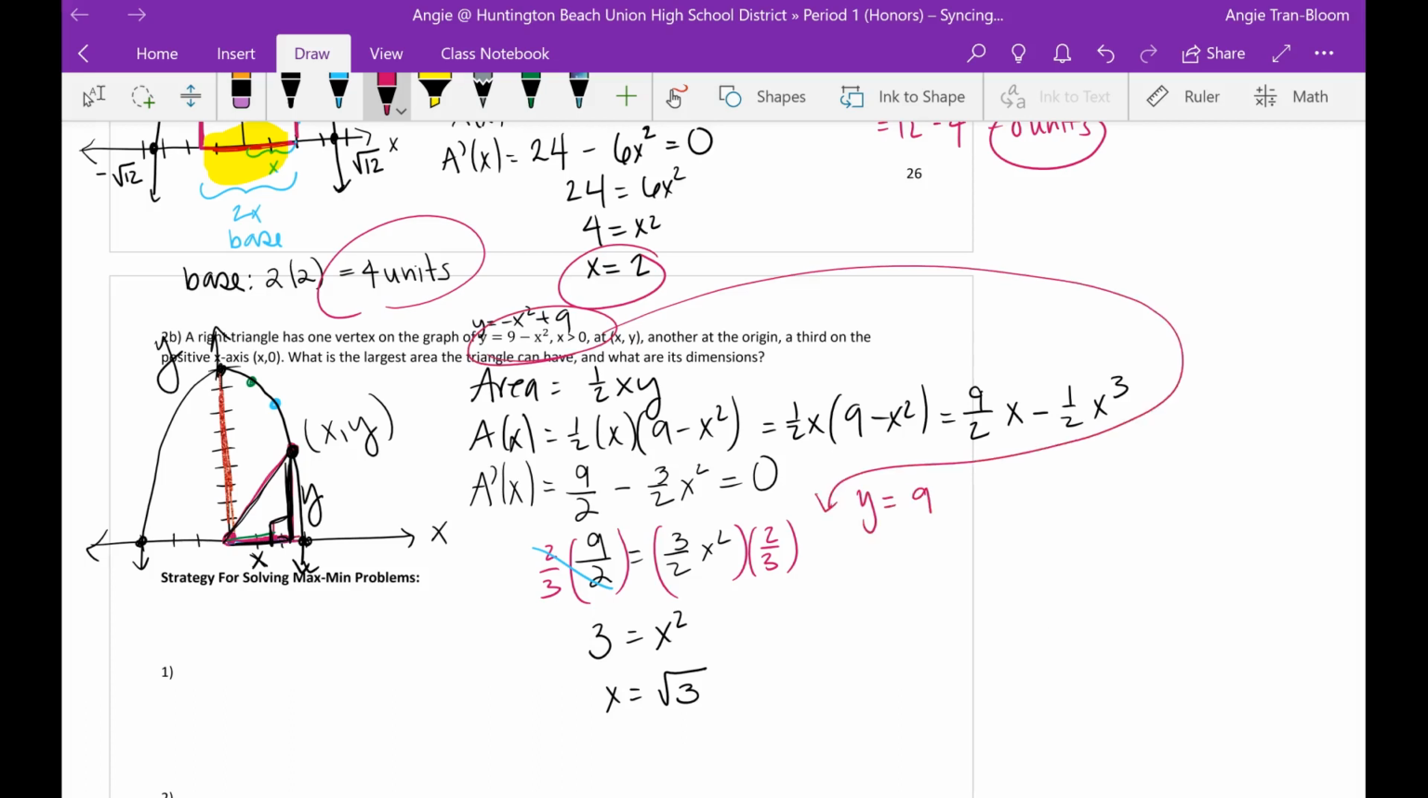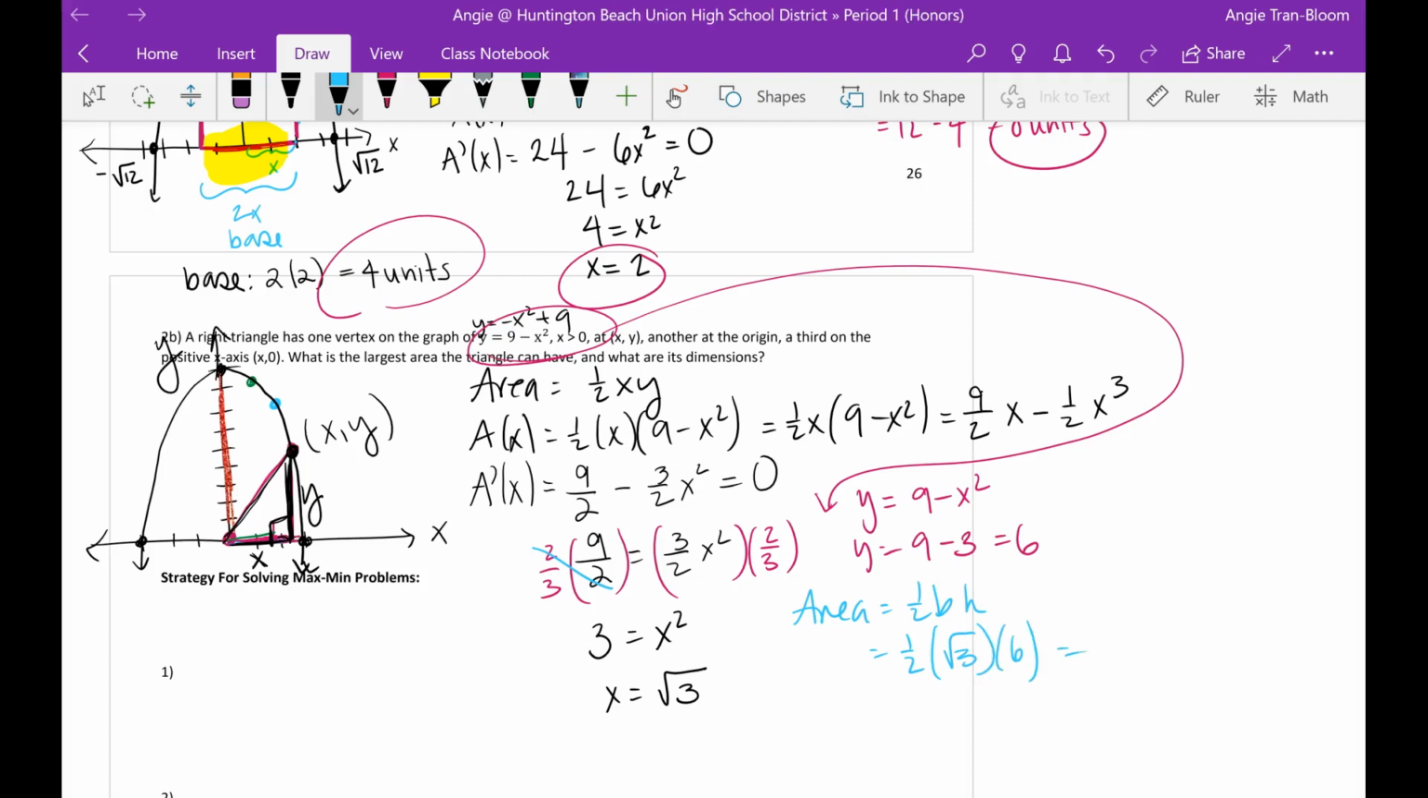Y equals 9 minus x squared. So y equals 9 minus rad 3 squared, which is just 3. So this is 6 units. Okay, so my height is 6 units. My base is rad 3. And it's also looking for the largest area. So I'm just going to plug it back into the area formula. Area is 1/2 base times height, which is 1/2 times my base, rad 3, times my height, 6. So 6 divided by half is 3 rad 3 units squared.